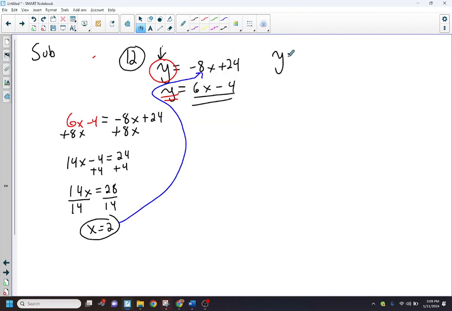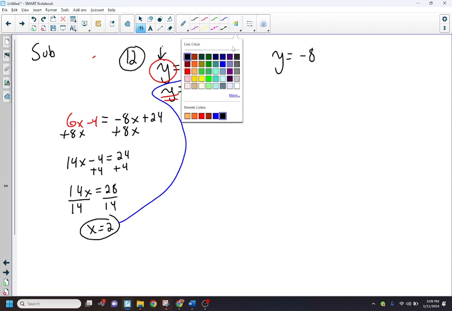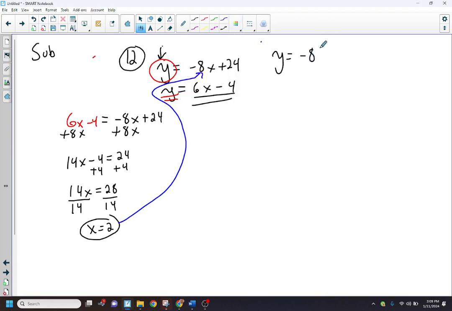So it's going to be y equals negative 8. The 8 is gone, the x is gone, times 2. So that x becomes a 2 plus 24. So y equals negative 16 plus 24. Combine these things. y equals positive 6.